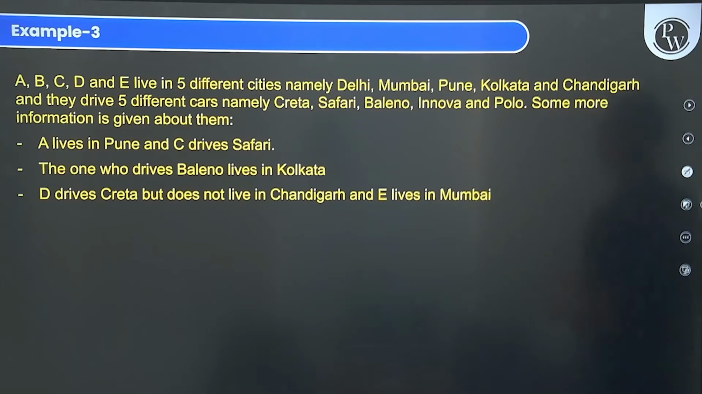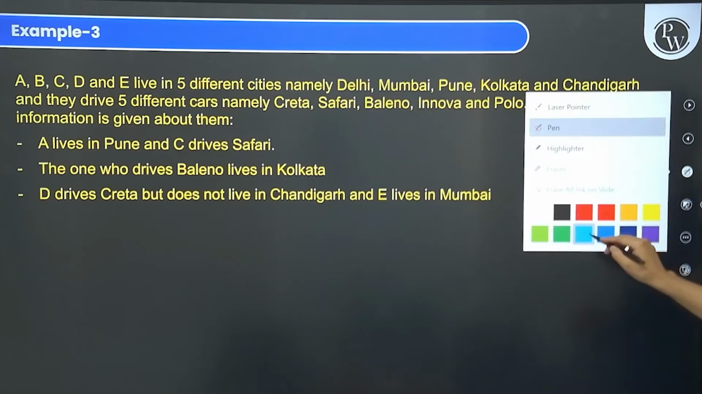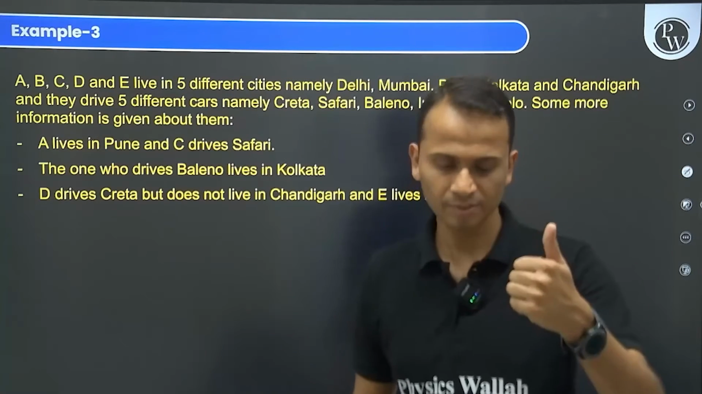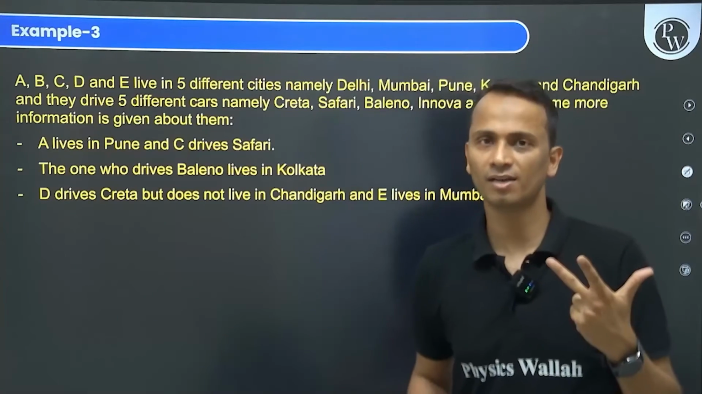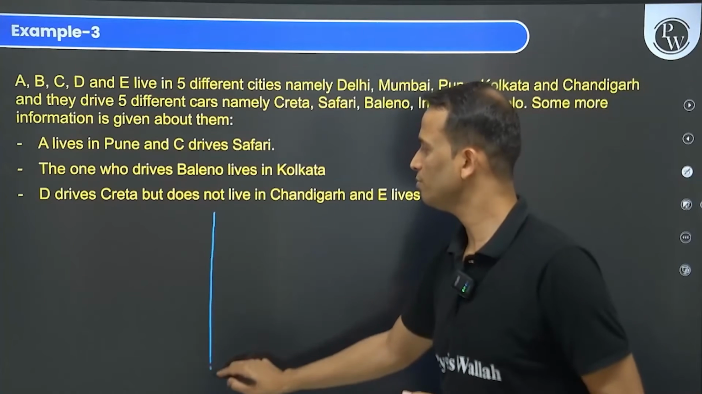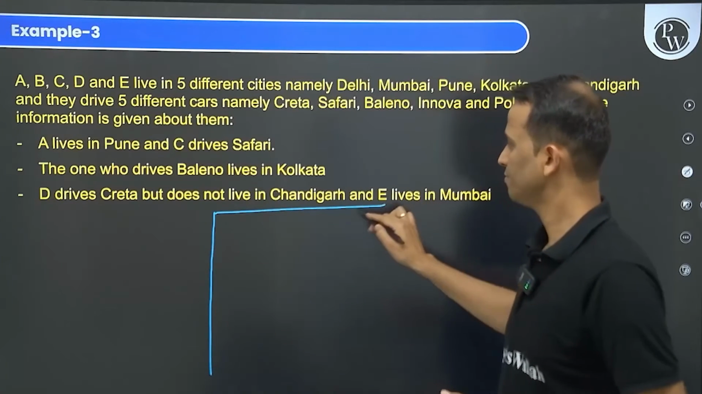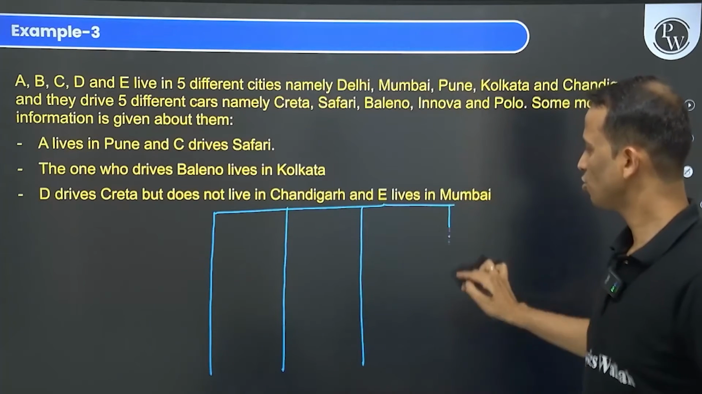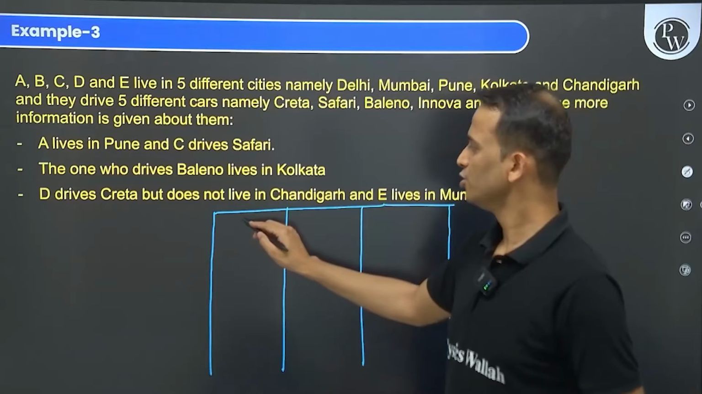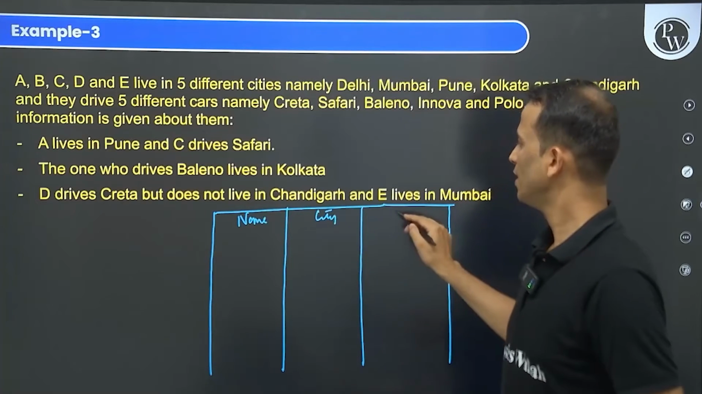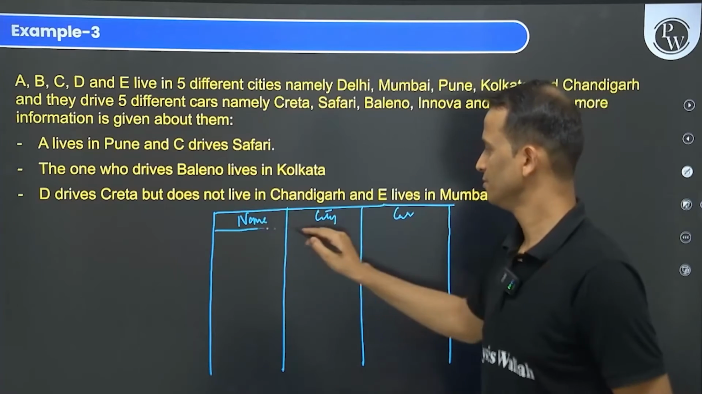अब एक टेबल इंपॉर्टेंट है ड्रॉ करना. ओके, अब टेबल किस तरीके से ड्रॉ करेंगे? First of all, there are 3 parameters: name, city and the car. ठीक है, 3 parameters हैं. So टेबल में 3 columns फिक्स कर देते हैं. So column 1, column 2 and column 3. Okay, so यहाँ पे name, city and car.